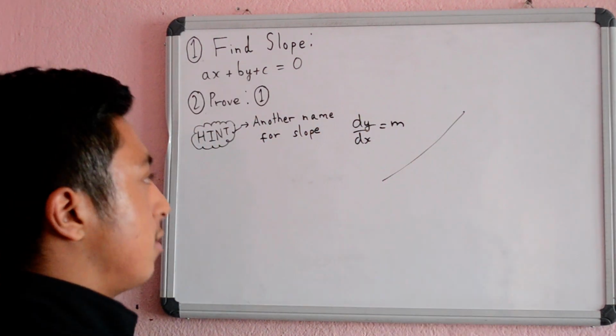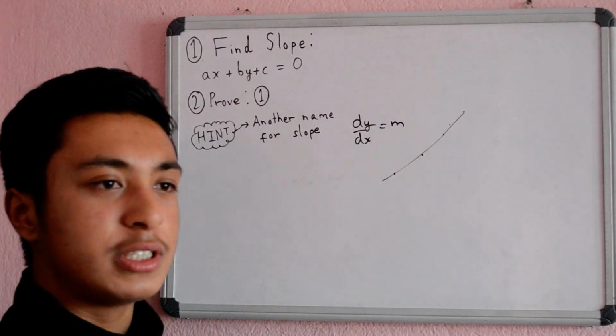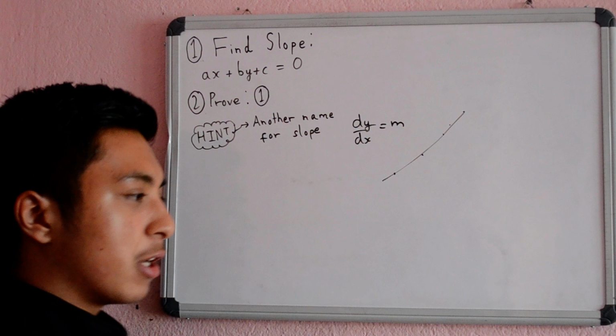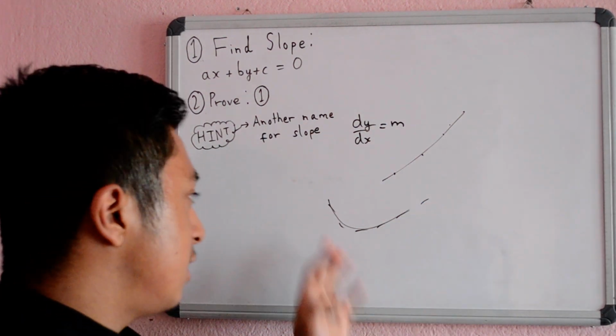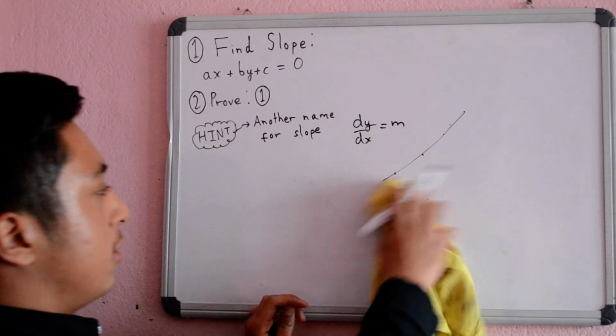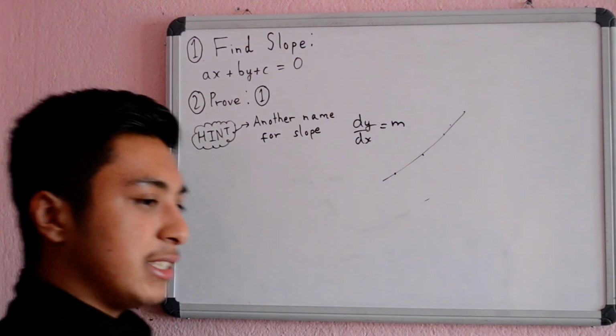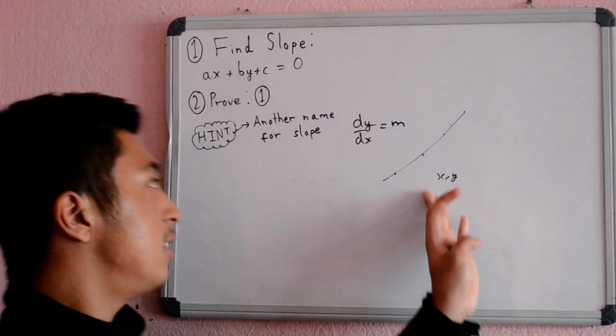But for a given line, the slope or the derivative at any point on this line will give the same value for slope, because unlike a curve, the value of the slope changes depending on the point, right? But for a line, the slope stays the same because it doesn't depend on the value of x and y. I'll prove that for this one.